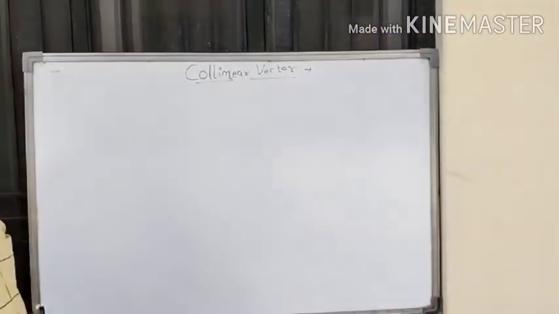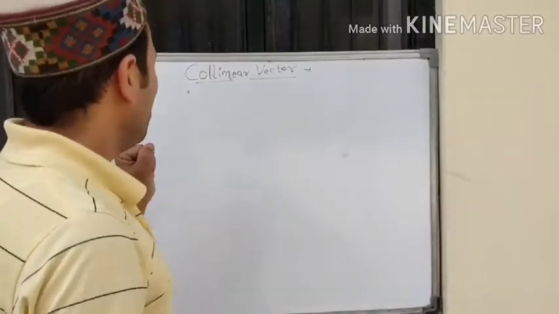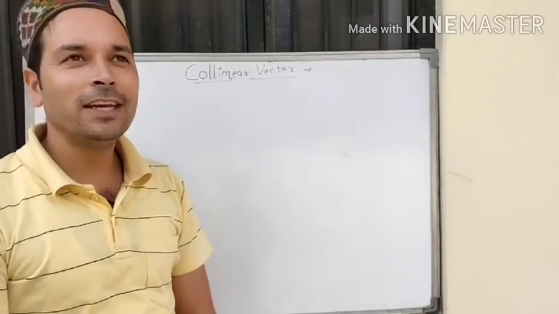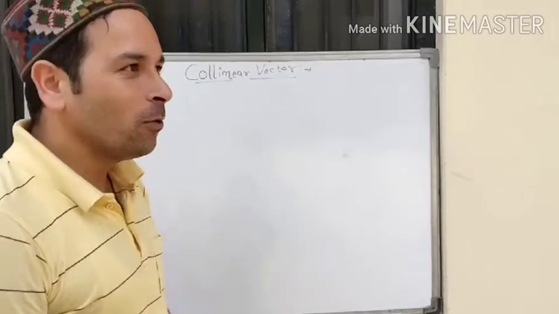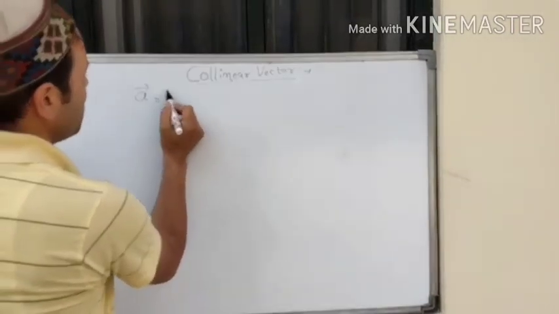Hello students. Now this topic is only for the class plus 2 and today we will discuss collinear vectors. So as we all know, two vectors are said to be collinear if they are parallel. Now suppose that we have two vectors, A vector, comma, B vector.